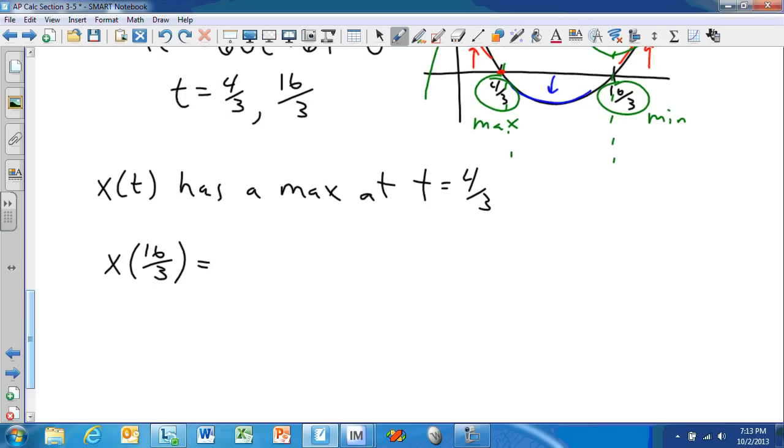But when you do that, you're actually going to get 1/9. Very, very small number. It's really close to 0, but we're still above 0. So because at the lowest point we're still above 0, that means we're never negative. So x of t is not negative. Okay.